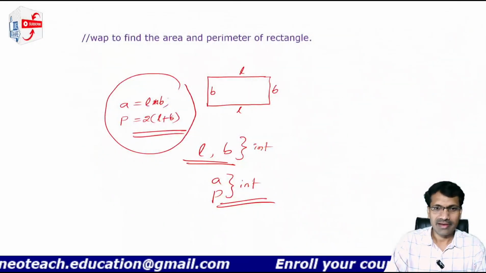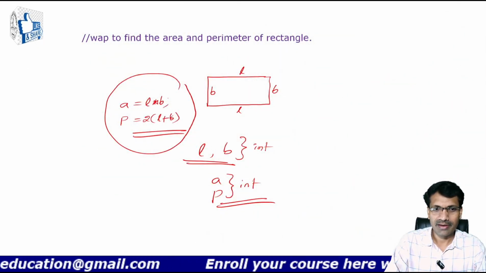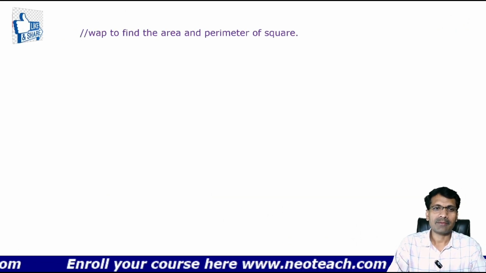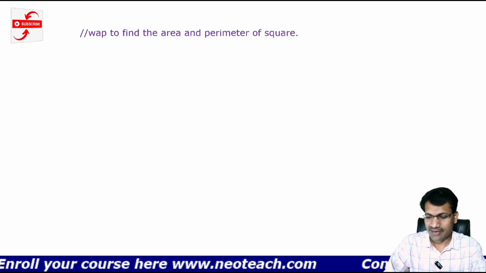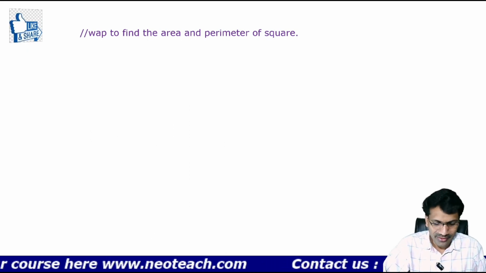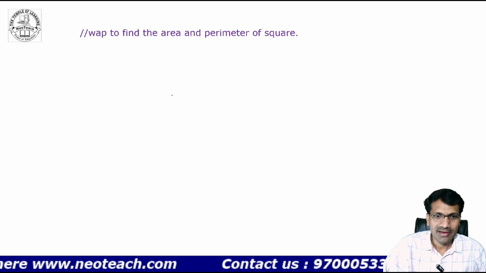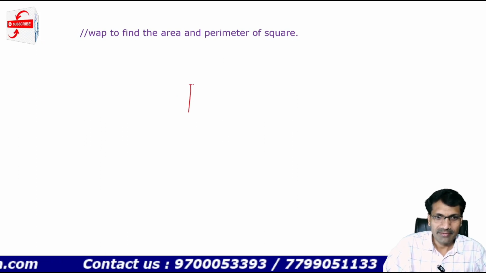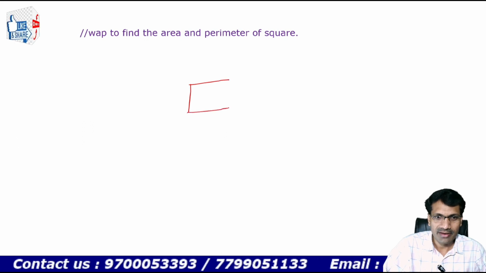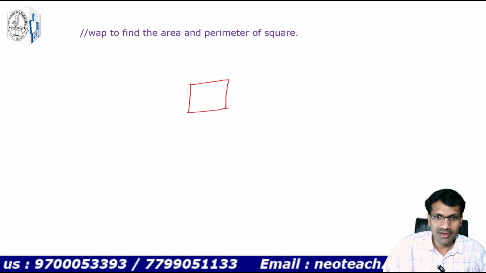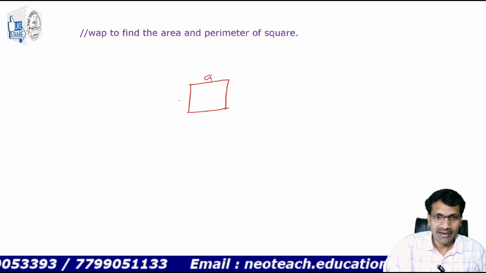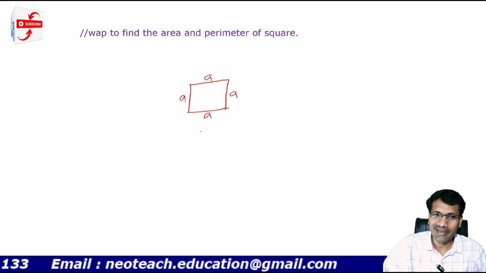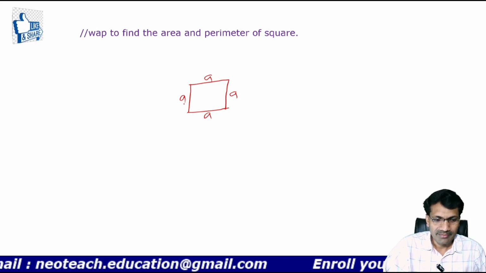Now we will check one more program, which is: write a program to find the area and perimeter of a square. So just go ahead with this logic. You try to solve this program. See, same as the previous one, but here we are going to do the square. Square means what? Side A, another side A, another side A, another side A. 4 sides are equal.